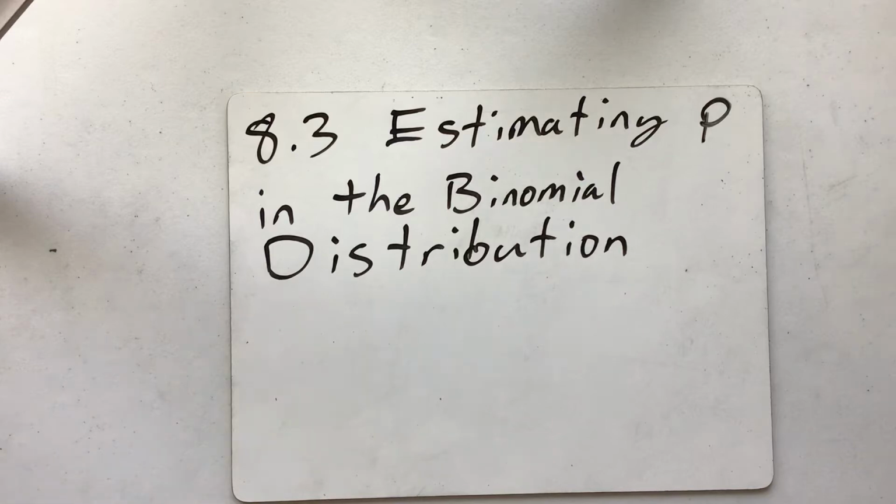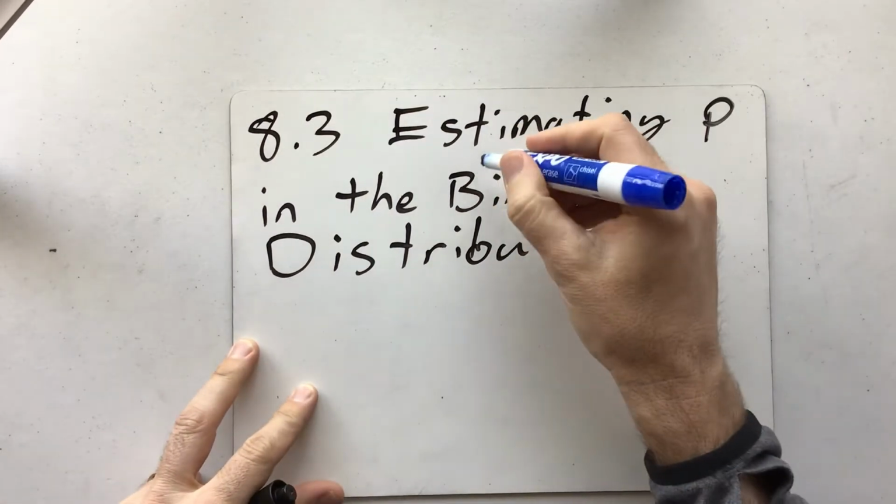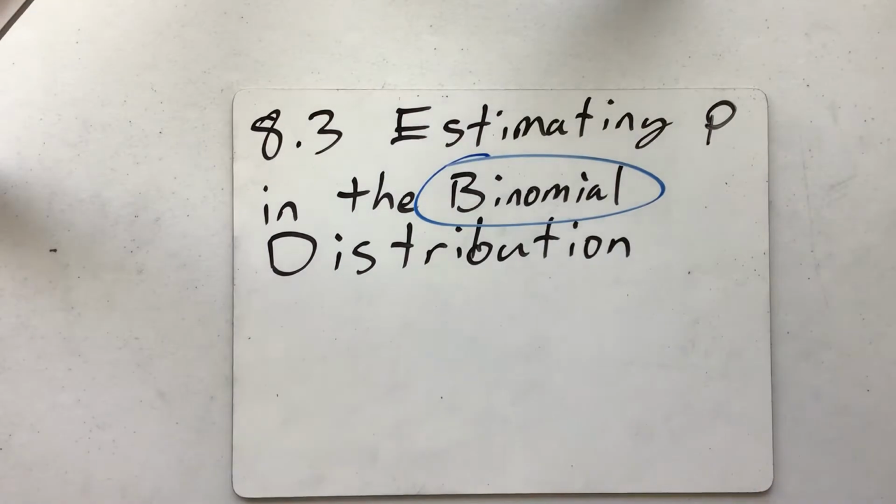Section 8.3 is where we take what we just talked about with binomial distributions, and now we start to do confidence intervals and then hypothesis tests with them. So in this section in particular, we're creating confidence intervals with binomial distributions. Now you just finished the previous problems, so you already know what binomial means.